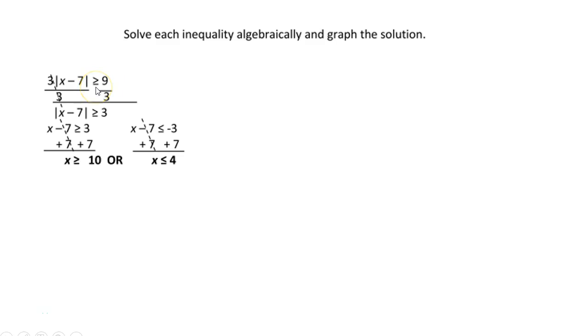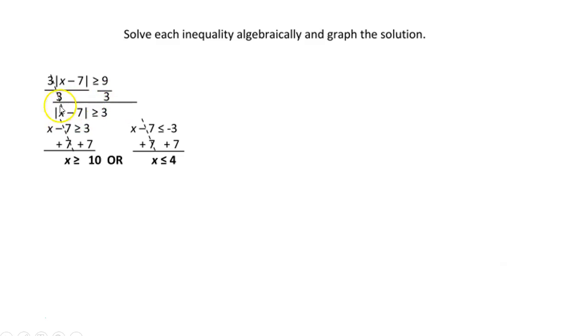So we're going to isolate that absolute value portion just like we did with the equation. So that's what's happening here. We just divided both sides by 3. So divide by 3, divide by 3. Then you get the absolute value of x minus 7 is greater than or equal to 3, because 9 divided by 3 is 3. And now that's gone.